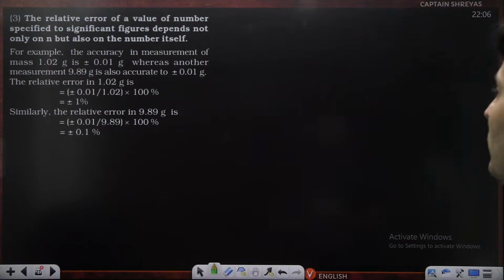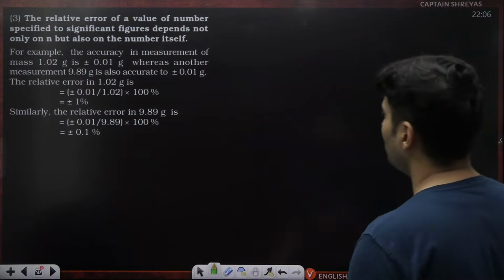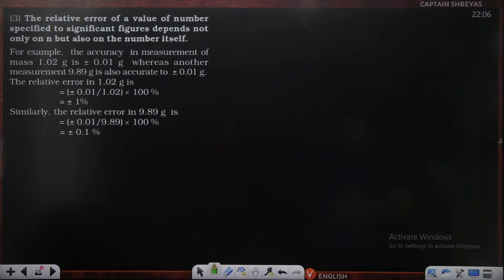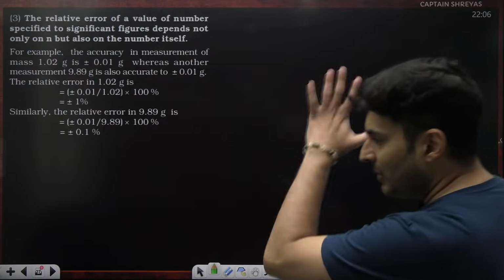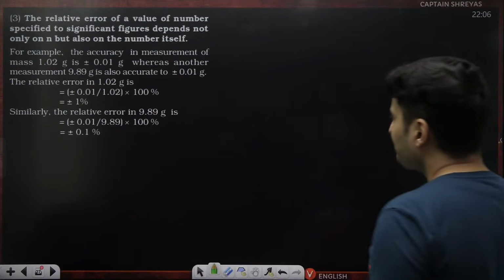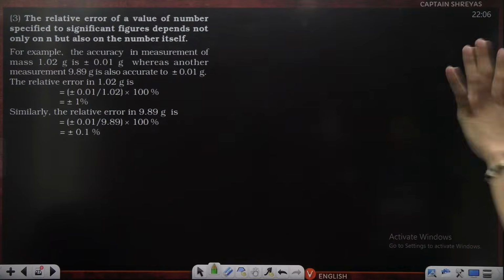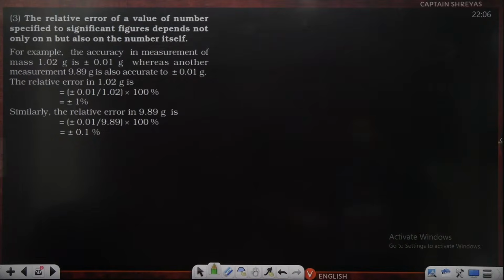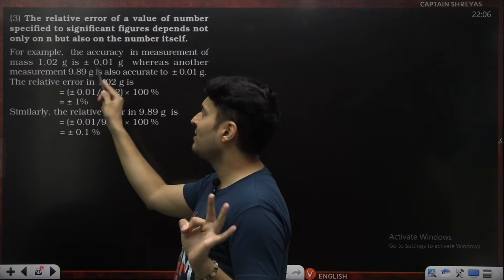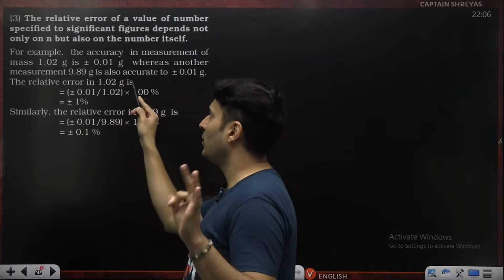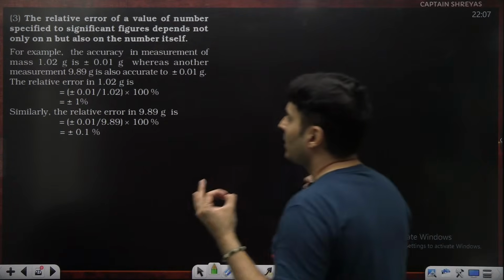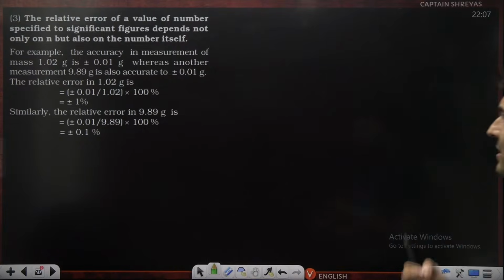So the relative error of a value of a number specified to n significant figures depends not only on the n but also on the number itself. Okay, we'll come to that also now. To explain this particular statement, they have given one example. If you take a number like 1.02 grams, because that last digit is uncertain, I can write it as 1.02 plus minus 0.01 grams. That is probably the error in it. It also has some relative error in it.